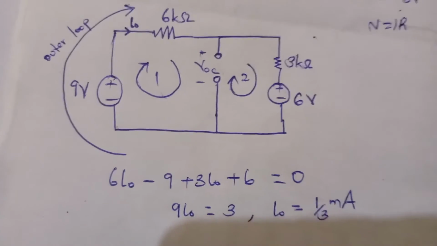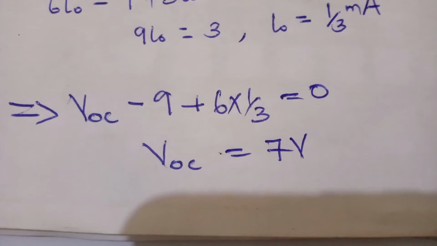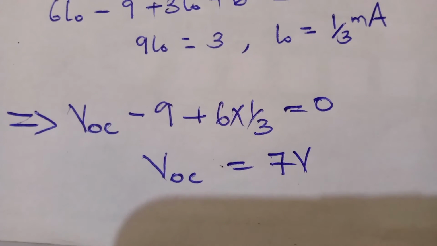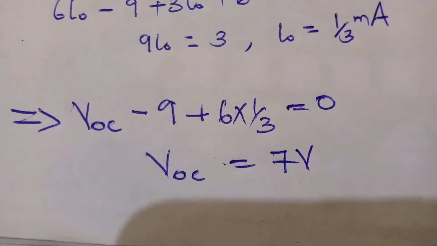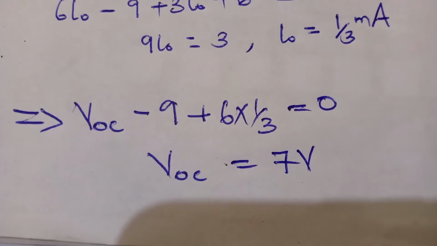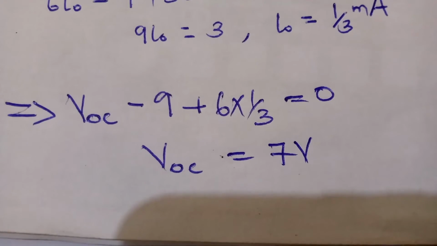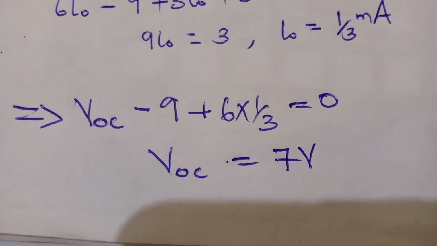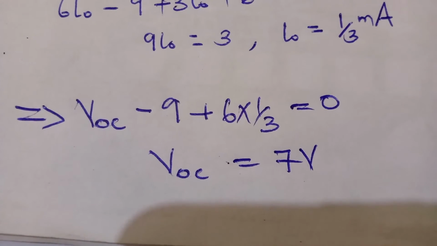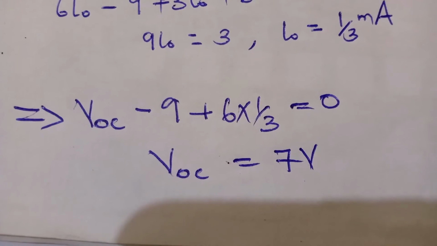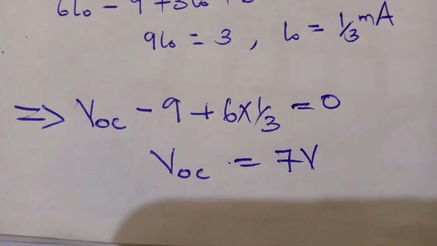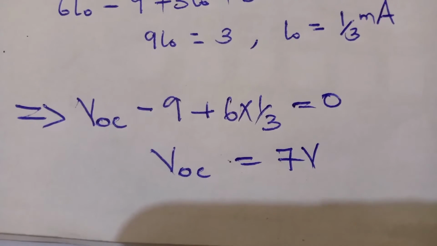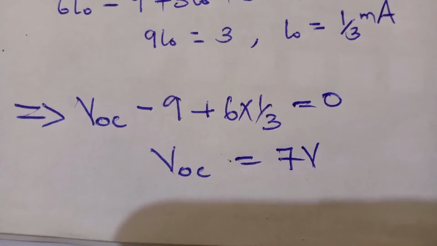Okay, this now gives us VOC as 7 volts, which is our initial condition. Now, let us go to the next step. Our next step is all about seeing what happens when t is greater than 0. We have done all of that when t is equal to 0. What happens when t is greater than 0?